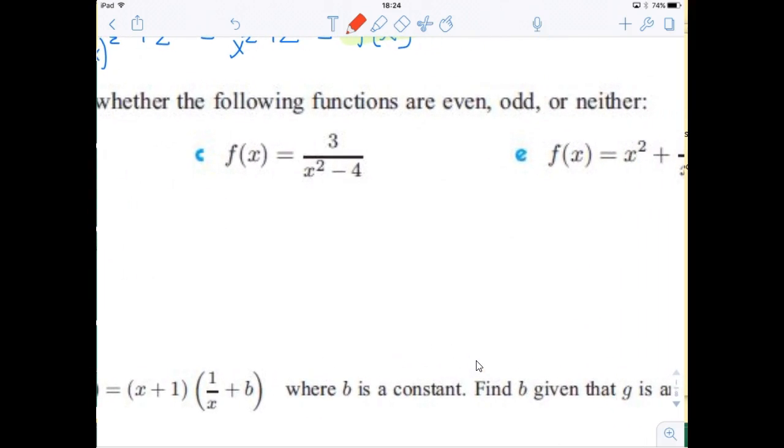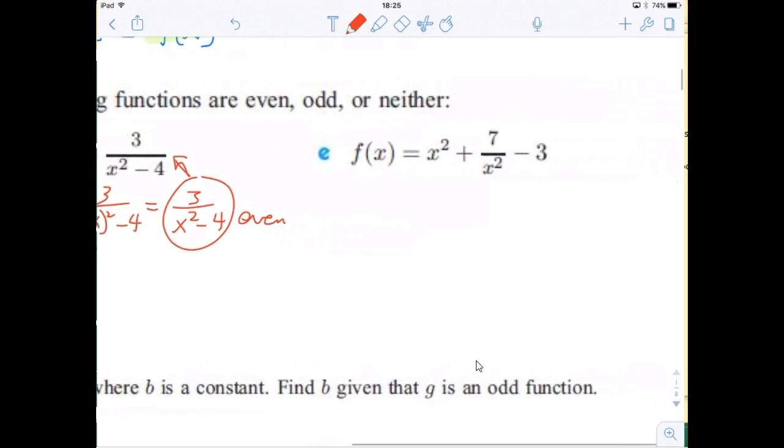f of x equals 3 over x squared minus 4. What if we did the test for even functions? So we are going to put in negative x into here, and we'll get 3 over negative x squared minus 4, and that is equal to 3 over x squared minus 4, which is equal to the original, so it is even.